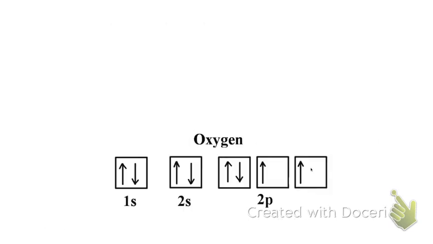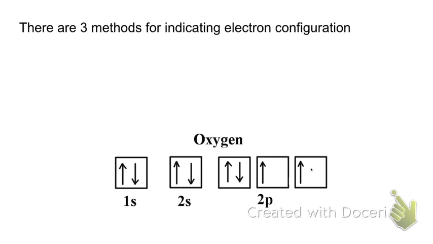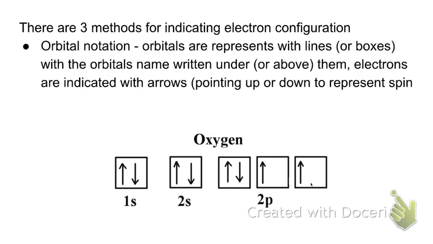Okay, now that we have learned what an electron configuration is, and we have learned the 3 rules for writing them, now we're going to look at the different ways you can write an electron configuration. The first one is called orbital notation. In orbital notation, we represent orbitals with lines or boxes, and we write the names under or sometimes above them, and individual electrons are indicated with arrows that either point up or point down to represent spin.